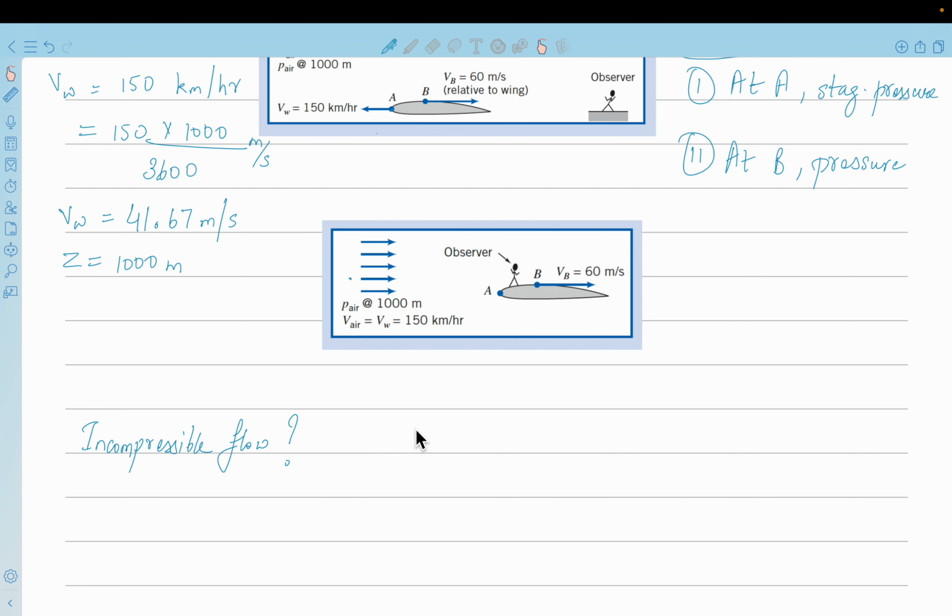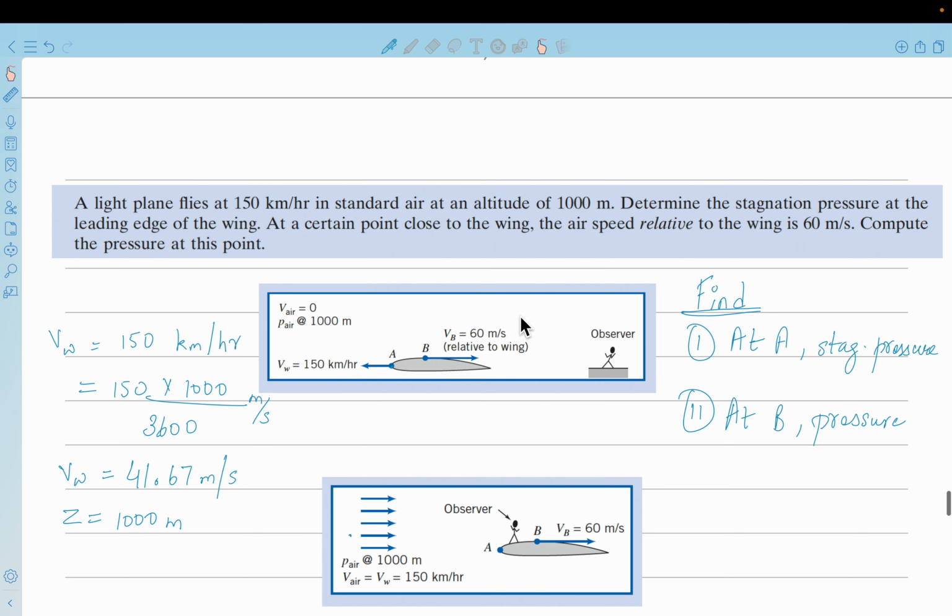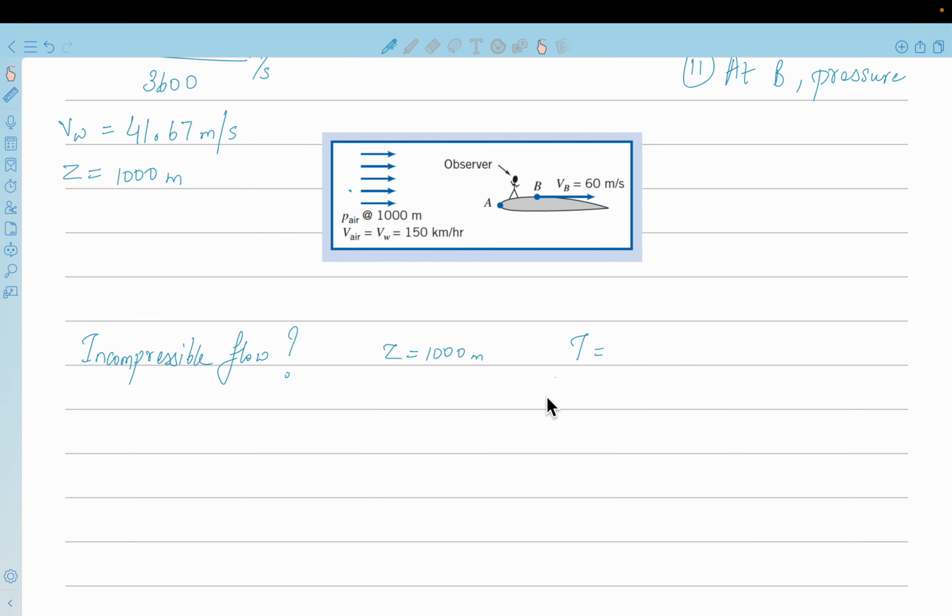See, we are considering some airplane which is flying at 1000 meters, okay, and at 1000 meters you can say that the temperature approximately remains same as standard air, and in fact it is given that it is standard air, right? So standard air temperature is like 281 Kelvin, and the speed of sound, okay, so let me write this. Speed of sound is like 340 meters per second.